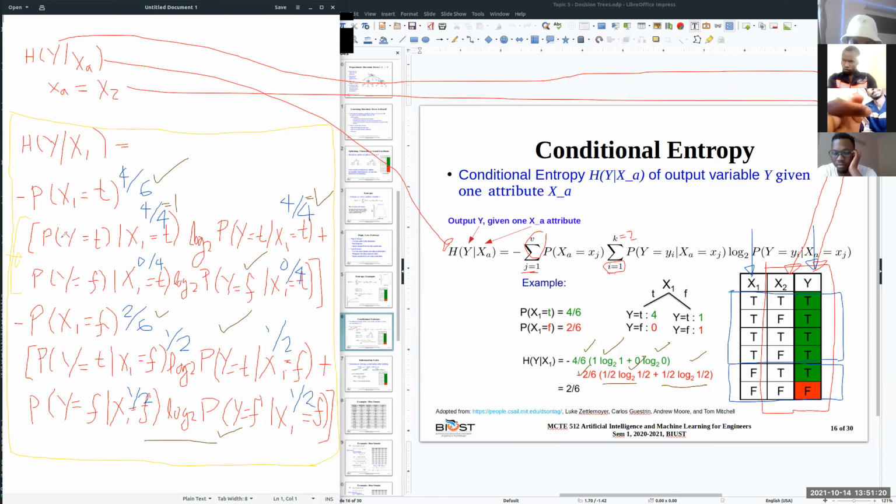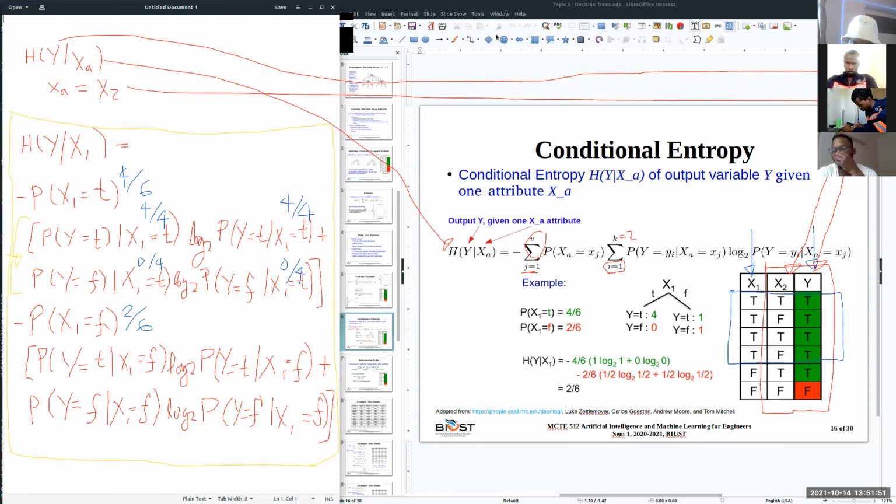So now this is for x1. For x2, we are going to repeat the whole process, but now instead of x1, this one becomes x2. Let's consider x2. What will be the values of x2? Okay, so now let's do x2.